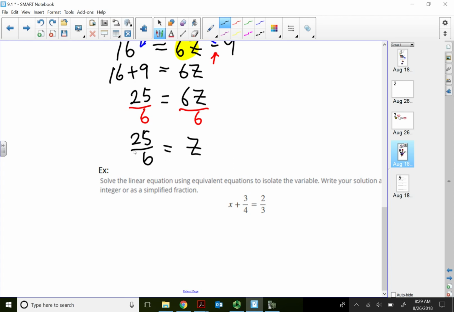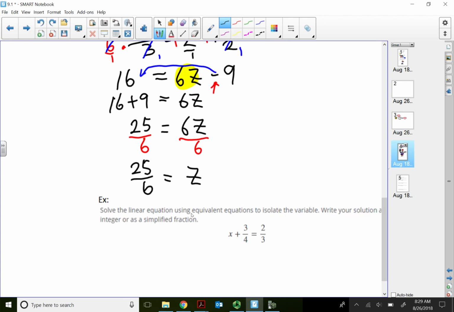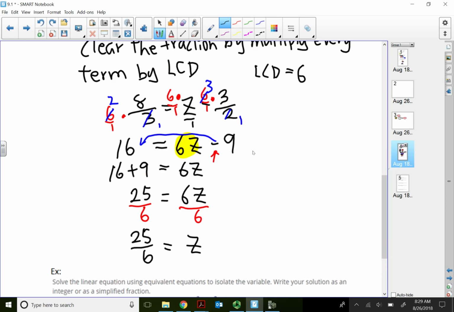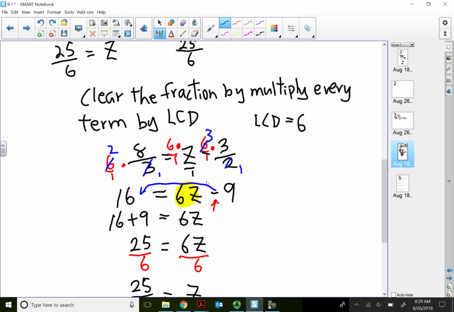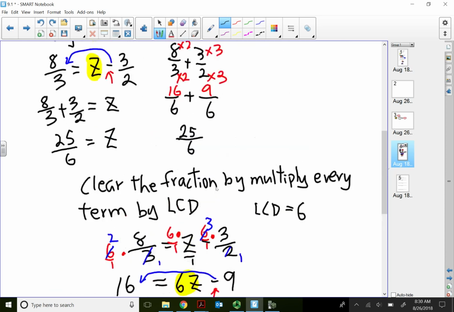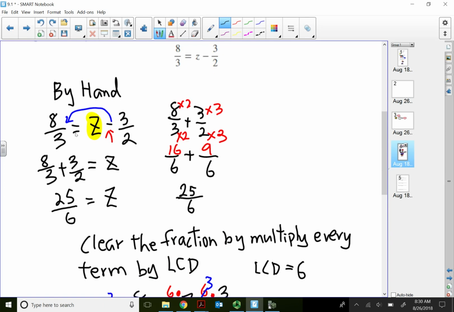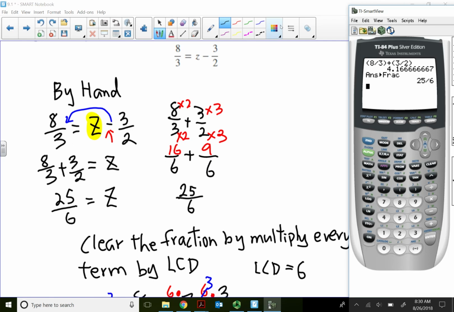Okay, so this particular problem, we can do it in 2 different techniques. I can clear the fraction, or I can work with the fraction. Now, when I work with a fraction, I can do the operation of fractions by hand, or I can do it in the calculator. It's whatever you like to do here.